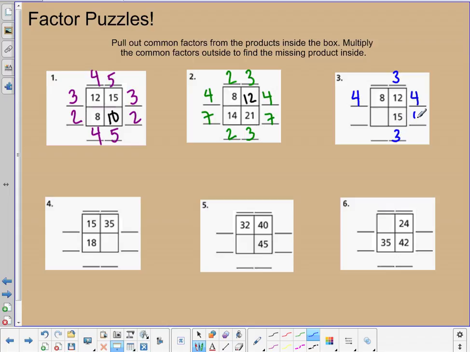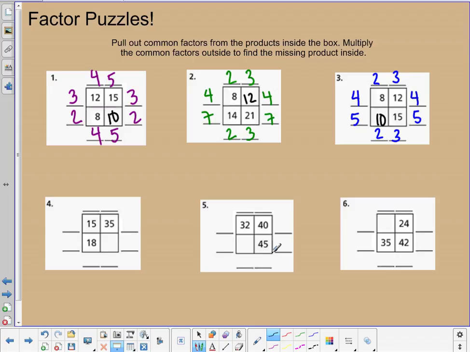Then ask yourself, 3 times what number gives you 15? Well, that number has to be 5, so then there's a 5 over here. And 4 times what number gives you 8? Well, that number has to be 2, and that means there's a 2 down here. Missing product on the inside, 5 times 2 is 10. Now, take notice of 1 and 3. Numbers 1 and 3 end up being the same factors, just in different orders. And that's just a testament to the fact that you can multiply in any order. Multiplication is commutative, and we can do that in any order.